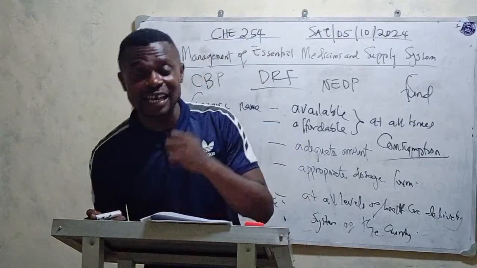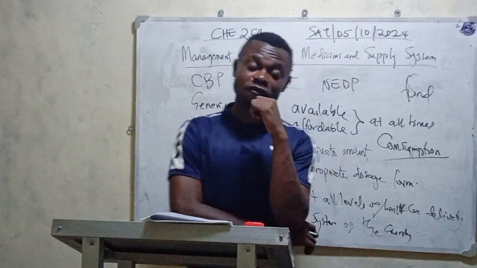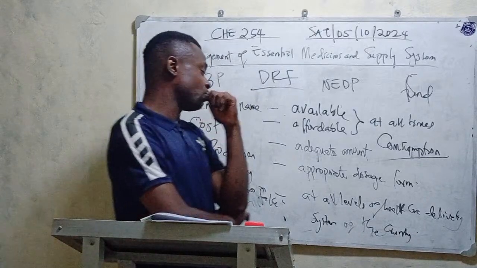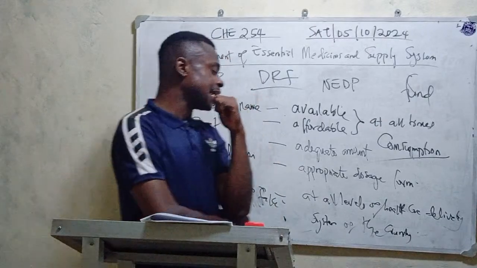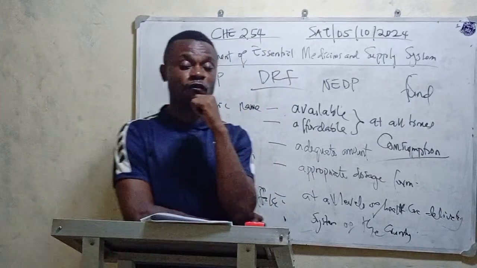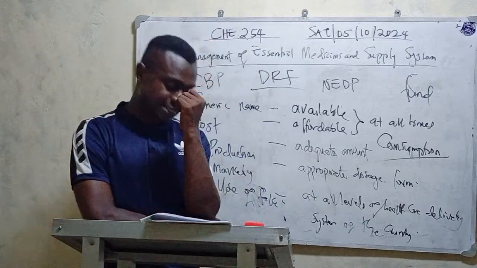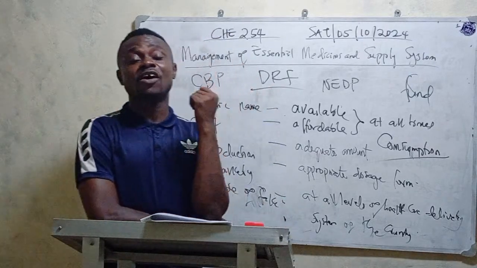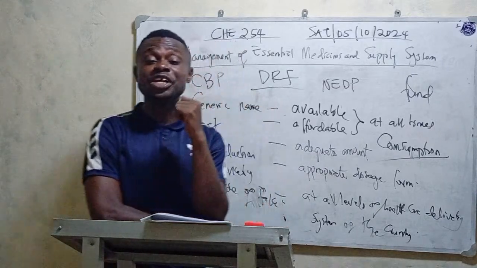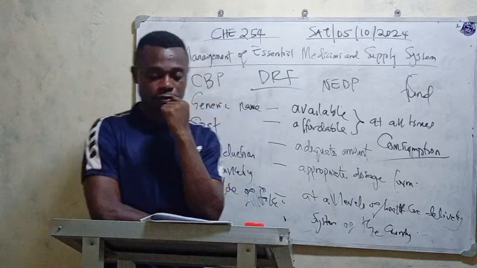If we define essential medicines as those drugs that meet the health needs of the majority of people, they should be available, affordable at all times, in adequate amounts, in appropriate dosage forms, and at all levels of the healthcare delivery system of the country. If that is what we define as essential drugs, what then is the essential medicine list? It's simply the list of these drugs, the drugs that meet the health needs of the majority of the population. Simple.